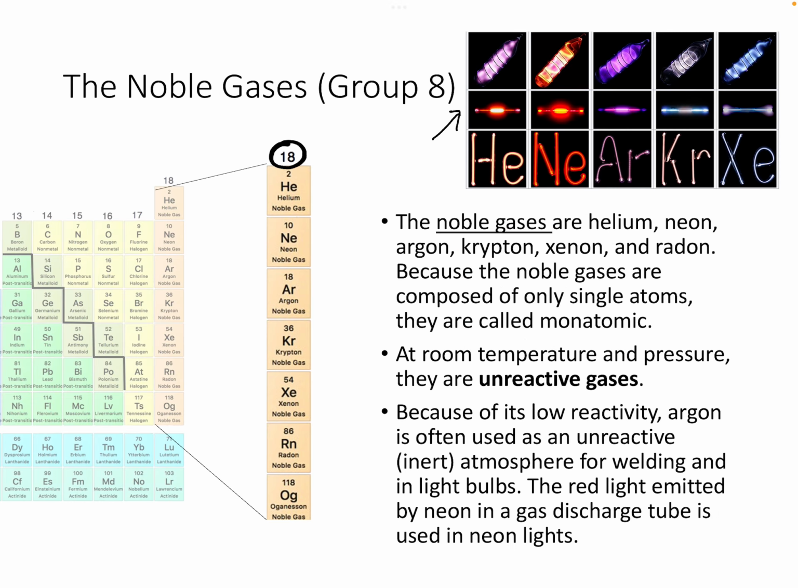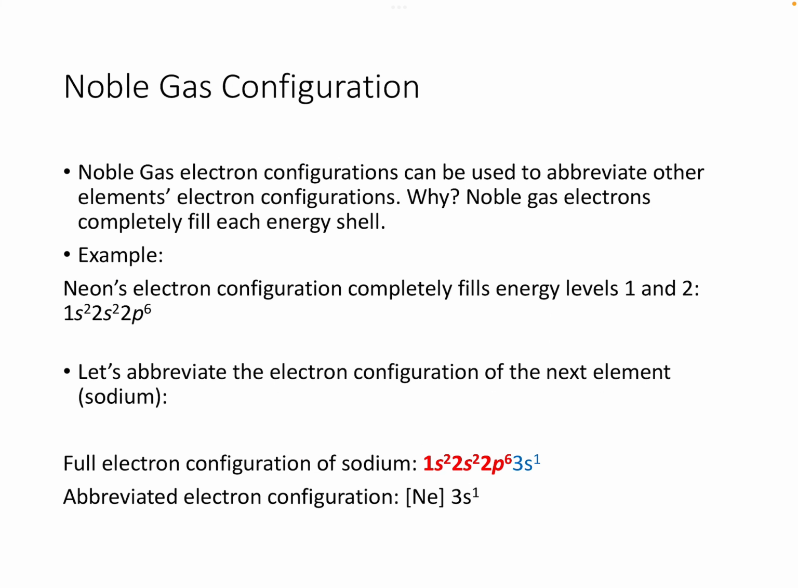All right, so let's go back. So now that we've talked about the noble gases in the last column of the periodic table, we can talk about noble gas configurations. So noble gas configurations can be used to abbreviate really long electron configurations. So this is going back to our last video where we talked about electron configurations. So why can we do that? Well, it has to do with the fact that noble gas electrons completely fill each energy shell.